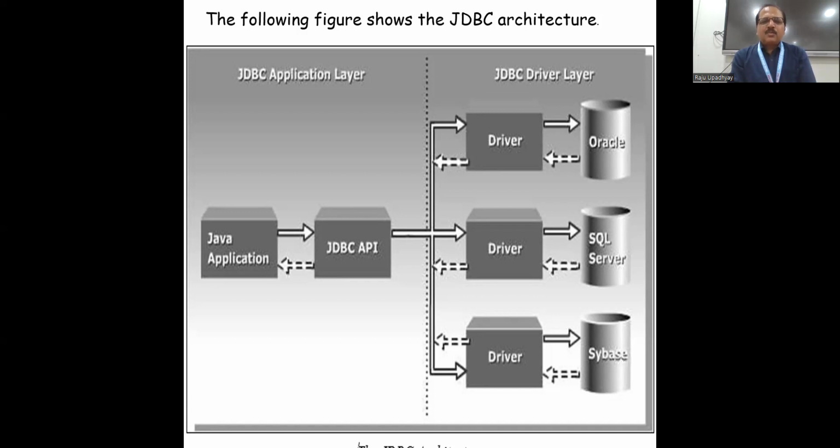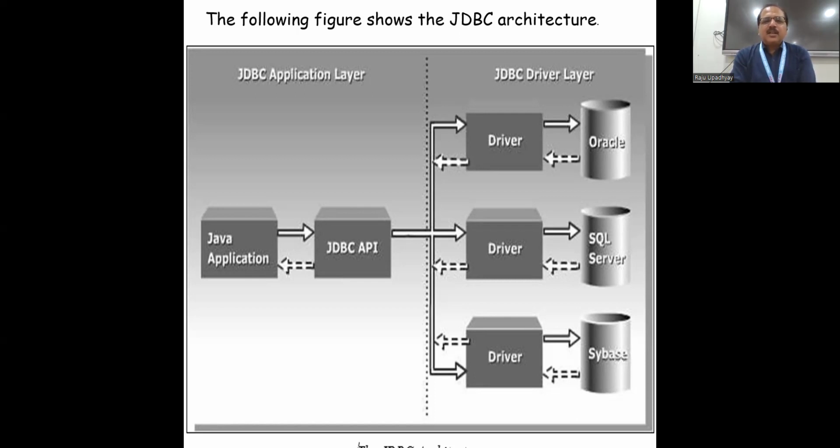So the JDBC architecture provides such a mechanism for taking the request from the Java application and translating it equivalently into a different language, which can be understood by the database, right? If you can see the picture, we have two different kinds of layers. On the left hand side, we have a JDBC application layer, and on the right hand side, we have a JDBC driver layer. So let us understand both the layers one by one.